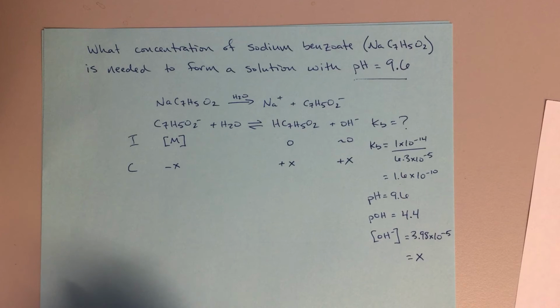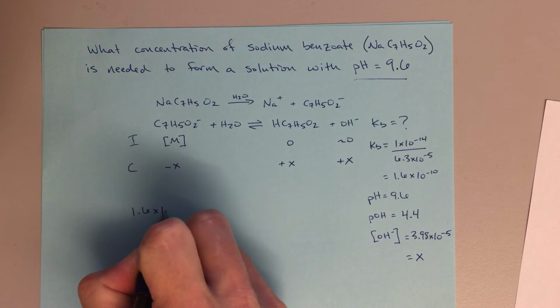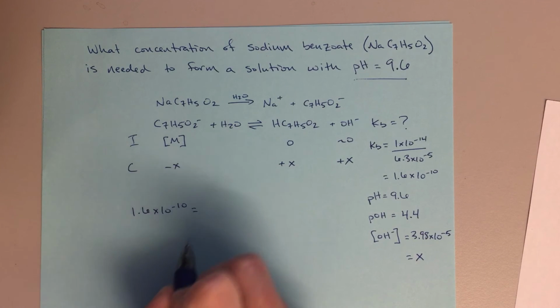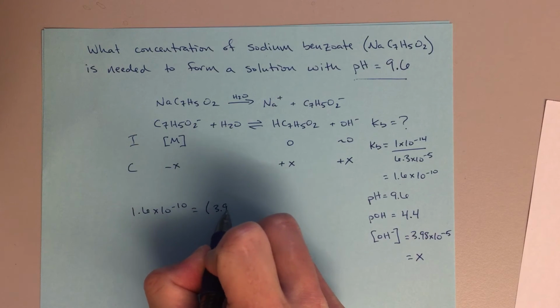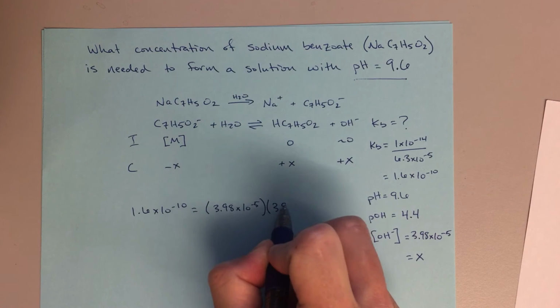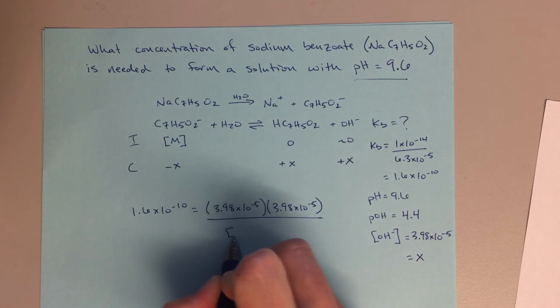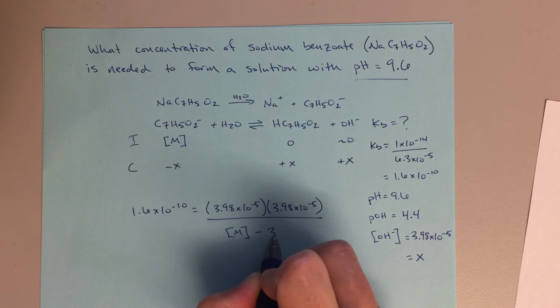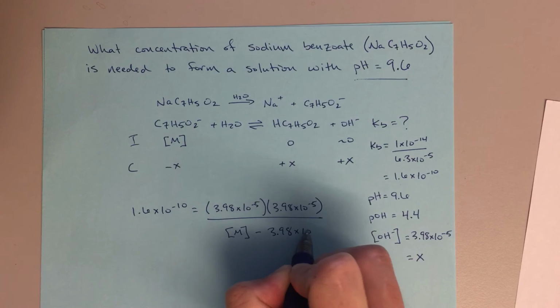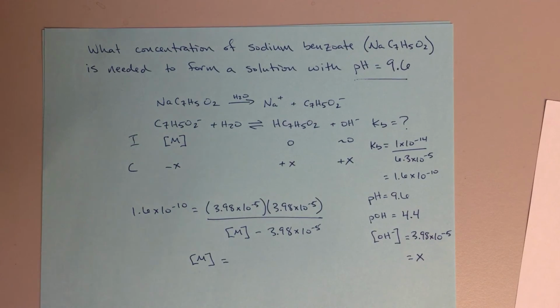So let's go ahead and do that. My Kb, 1.6 times 10 to the minus 10th, equals 3.98 times 10 to the minus fifth, squared, divided by M minus 3.98 times 10 to the minus fifth. And I'm ready to now solve for my initial concentration.